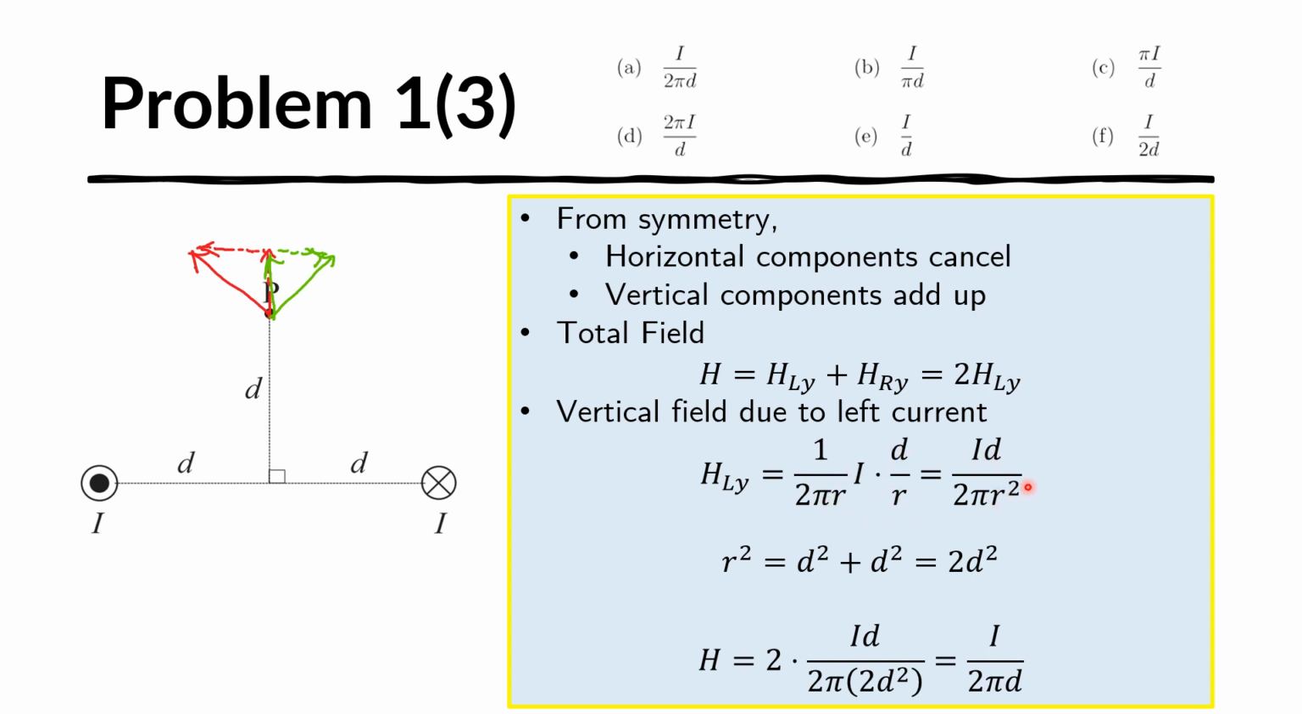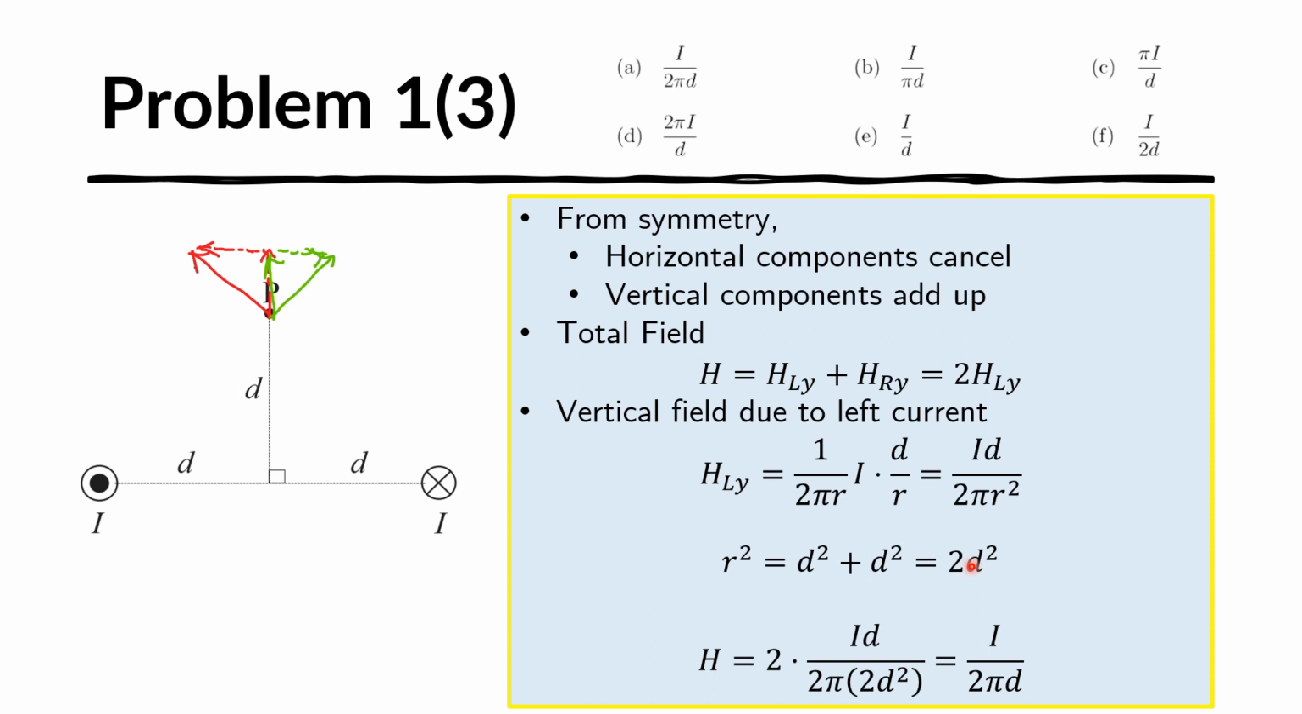Now we just need to express r in terms of d, and we use the Pythagorean theorem because we know from the Pythagorean theorem that the square of the hypotenuse, that is r squared, is equal to the sum of the squares of the sides. So that's d squared plus d squared, and we obtain this.